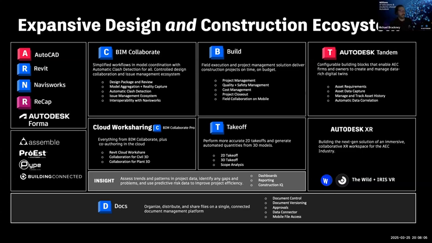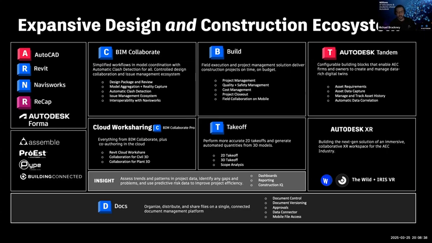Cool. So maybe I'll finish up on this slide, but this is really just our ecosystem. The construction cloud really incorporates these four middle squares: the BIM Collaborate piece, Build, Takeoff, and then our cloud work sharing, which is also called BIM Collaborate Pro, and then Docs. And then on the left-hand side, we have a lot of those legacy tools: AutoCAD, Revit, Navisworks, Recap if you guys are doing point clouds or drone work. And then Autodesk Forma is a relatively newer tool.